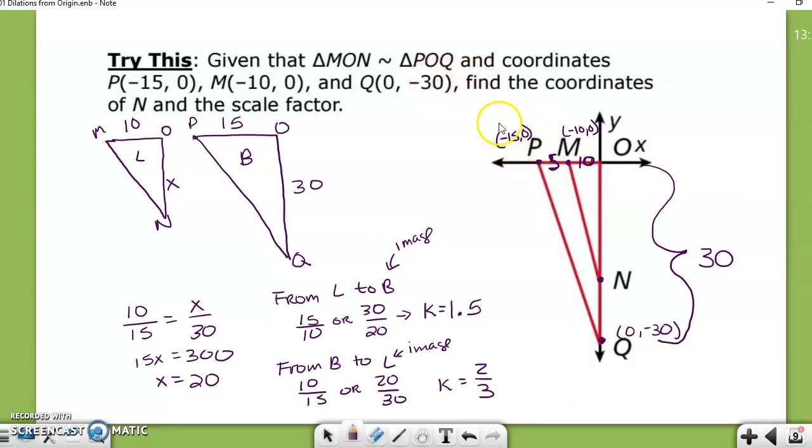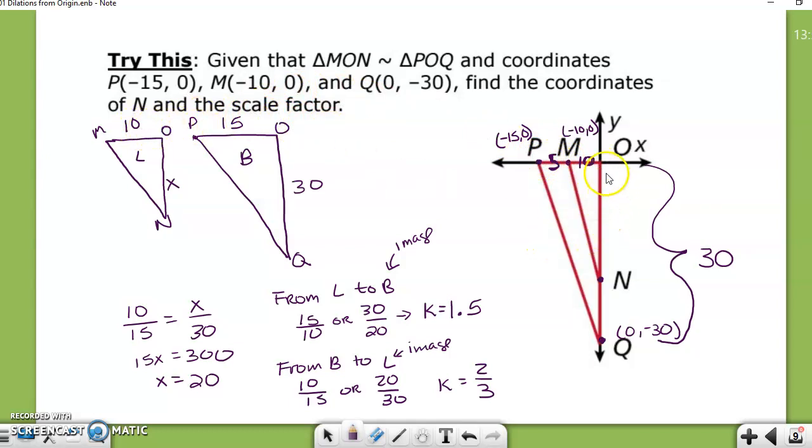Now here's our last little example we're going to look at. And we're talking about these overlapping triangles. So I've kind of taken them off of here. They tell you that point P is at -15, 0, and M is at -10, 0. Well, I know that leaves 5 spaces here and 10 spaces here, based on the differences there. So if I go all the way from here to here, that's where I get the 15. And then I have my 10.